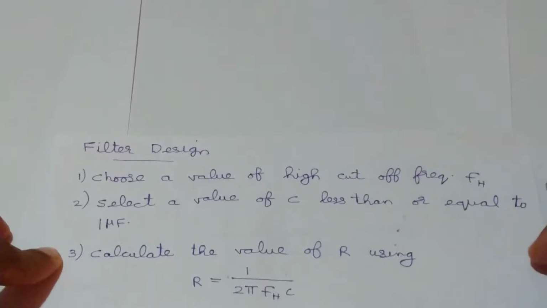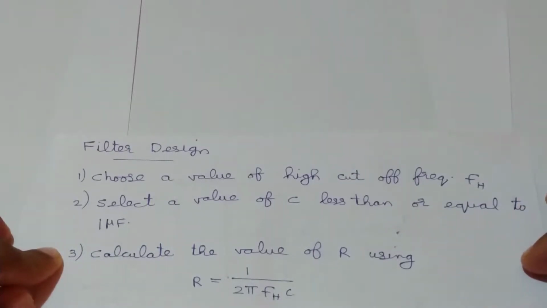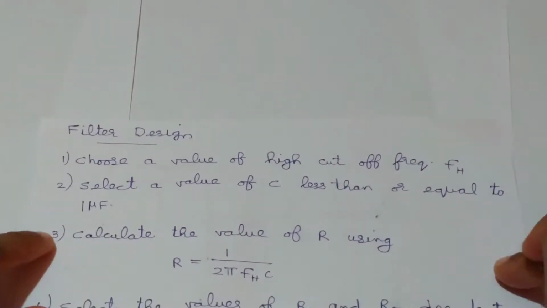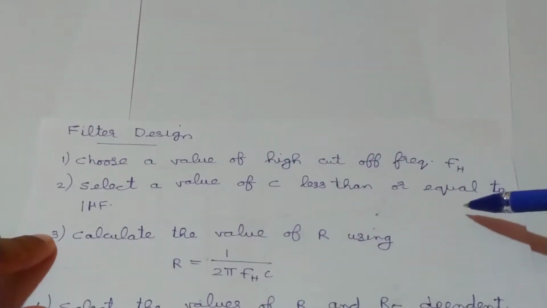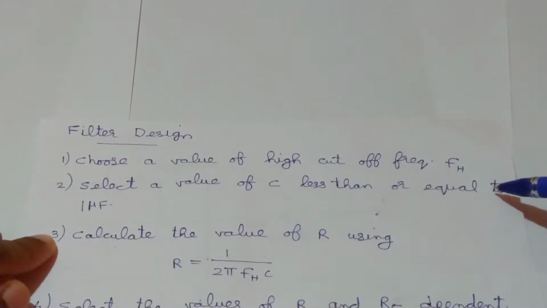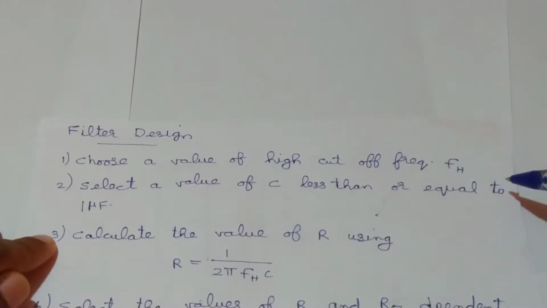These are the different steps involved in the design of the low pass filter. The first step is to choose a value of high cutoff frequency fh. Then the second step is to select a value of C less than or equal to 1 microfarad. Normally we take the value of C as 0.1 microfarad or 0.01 microfarad.